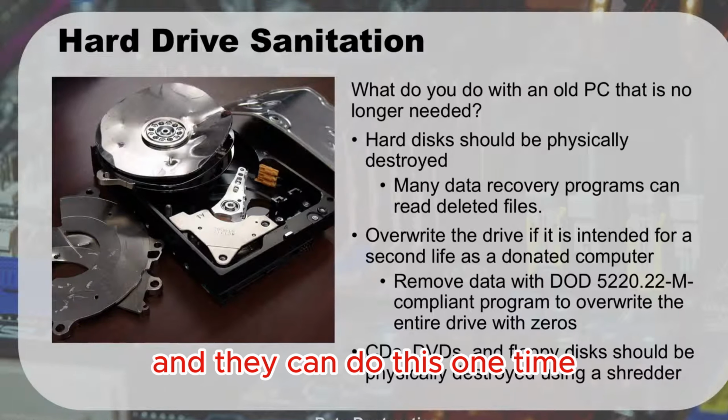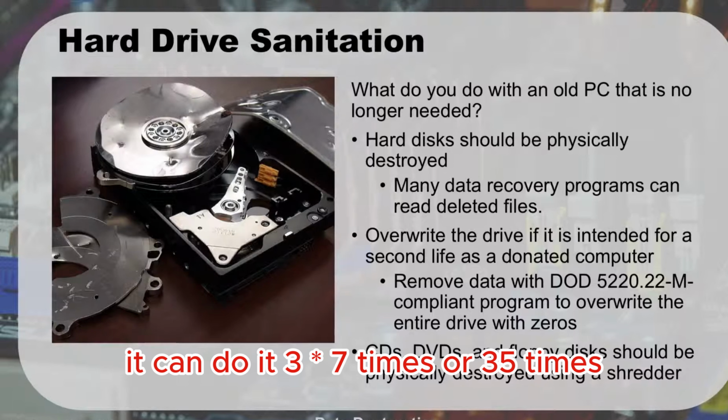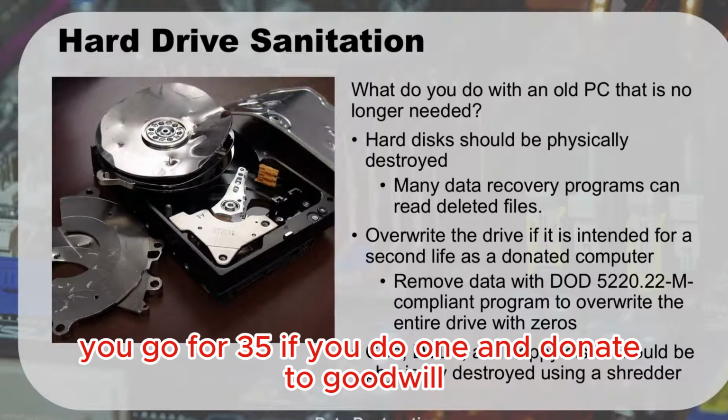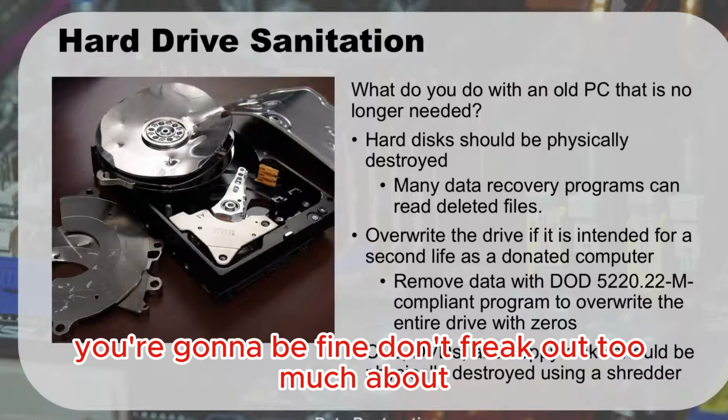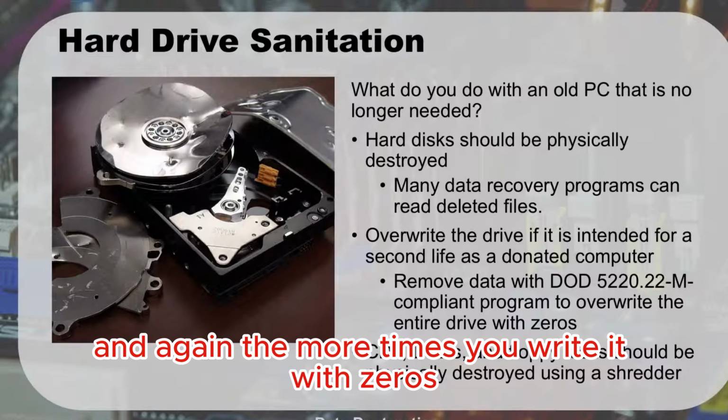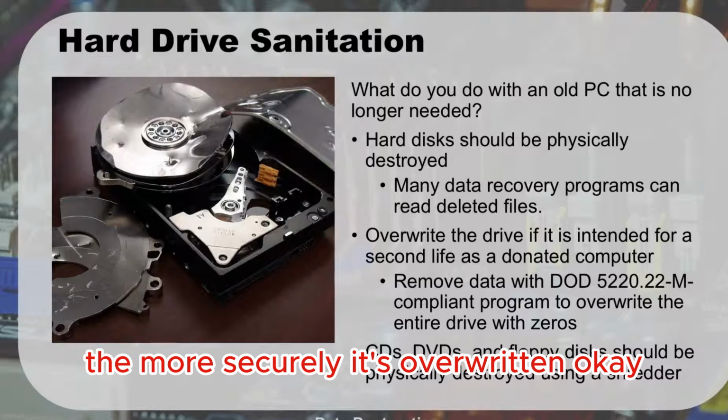Okay? And it can do this one time, it can do it 3 times, 7 times, or 35 times. If you're paranoid, you go for 35. If you do 1 and donate to Goodwill, you're going to be fine. Don't freak out too much about it. This is also called a secure overwrite, okay? And again, the more times you overwrite it with zeros, the more securely it's overwritten, okay?